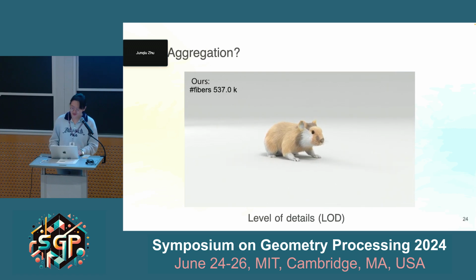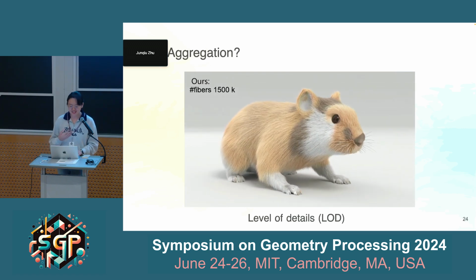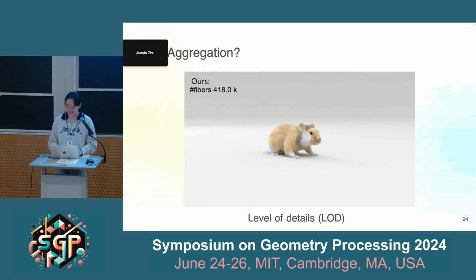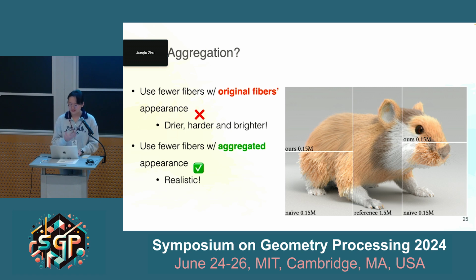First, I will introduce why we need to aggregate appearance. So take a look at this hemisphere. When you zoom in, you can see the individual fibers, but when you zoom out, you can only see the overall appearance. This means for very complex geometry with a lot of details in the far field, we can simplify the geometry. But if we simply reduce the number of fibers, and in order for the results not to appear too sparse, each of the remaining fibers is simply thickened and keeps the original shading appearance.